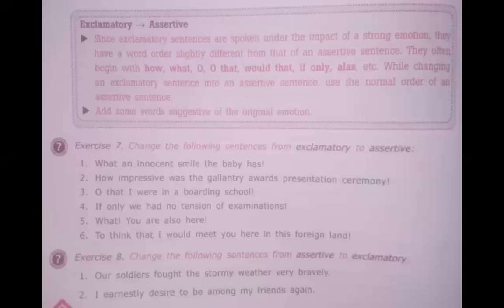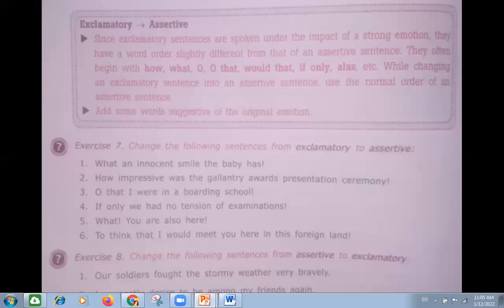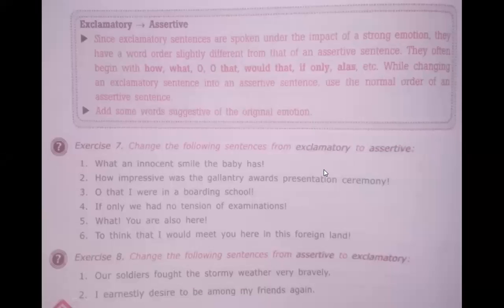So we have a new participant with us, Ria from 8th, Karnal. Let's ask Ria. Ria, unmute yourself and tell us, our soldiers fought the stormy weather very bravely. What should be the answer, Ria? Good morning, sir. Good morning, Ria. What should be the answer? How bravely our soldiers fought the stormy weather. And exclamation mark after weather.